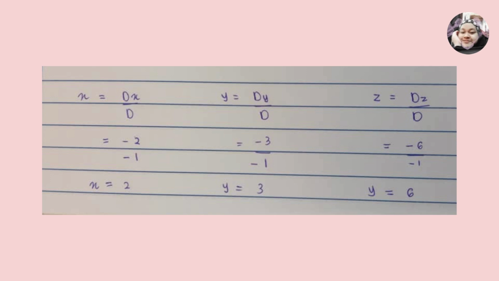Then the last one is z. We need to find z. So I got determinant z is negative 6 and I divide by determinant negative 1 and I got z as 6. Then to simplify, x is 2, y is 3 and z is 6.